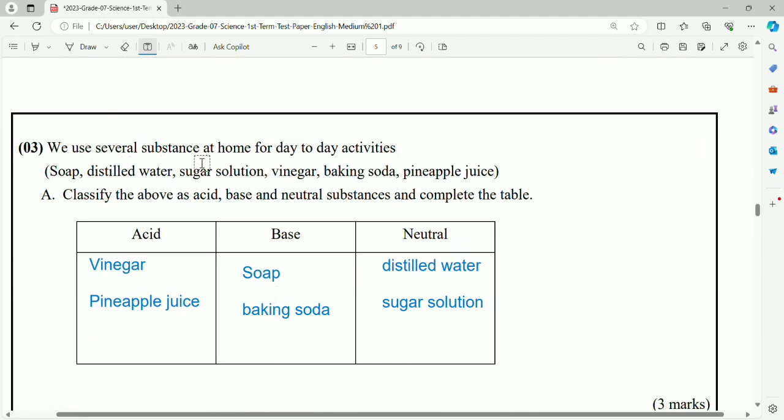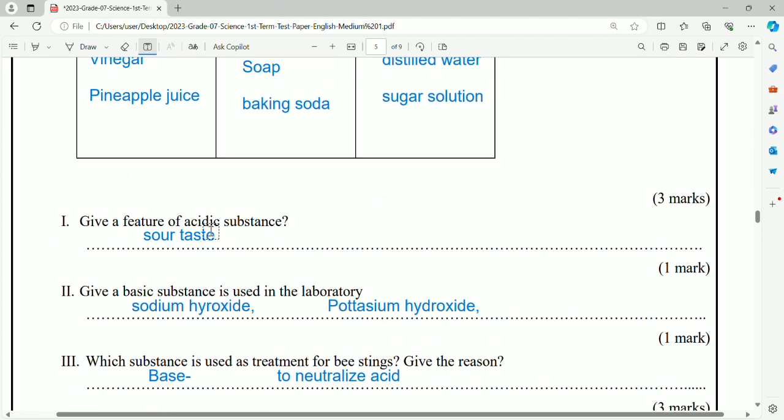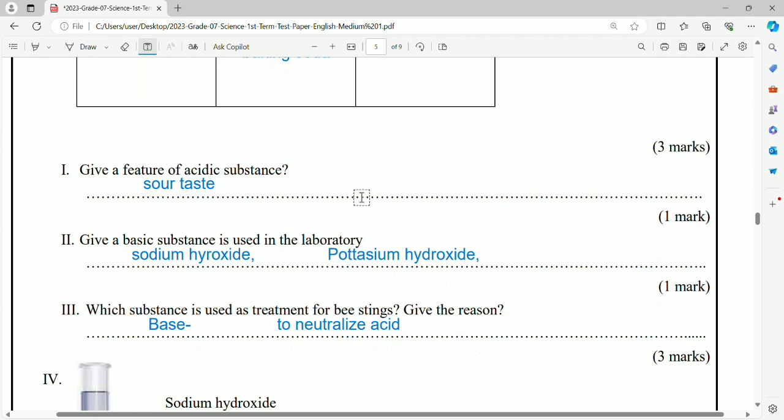Then we use several substances at home for day-to-day activities. Classify the above as acid, base and neutral substances and complete the table. Acid: vinegar and pineapple juice. Base: soap and baking soda. Neutral substances: distilled water and sugar solution. Give a feature of acidic substances. The acidic feature is sour taste. Soapy nature is the nature of base, slippery or soapy nature.